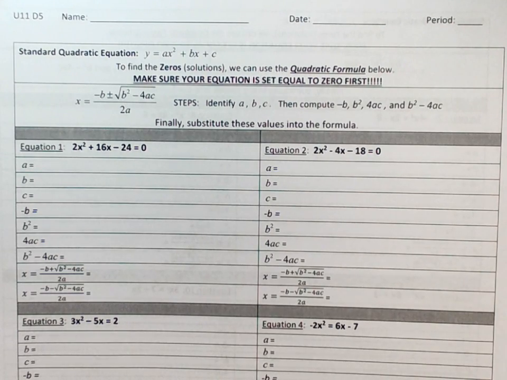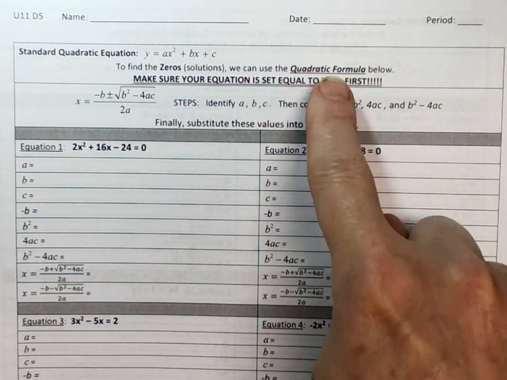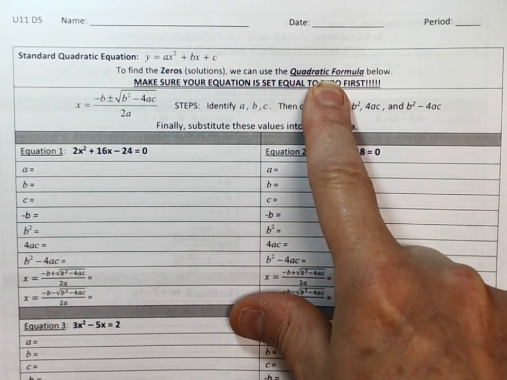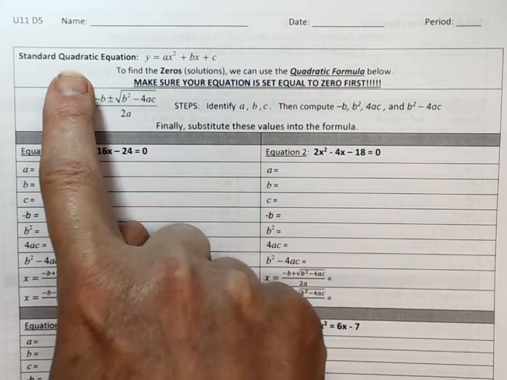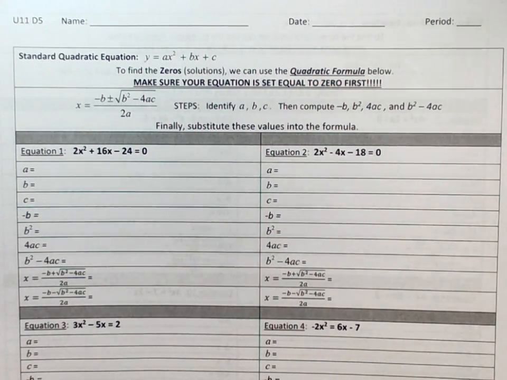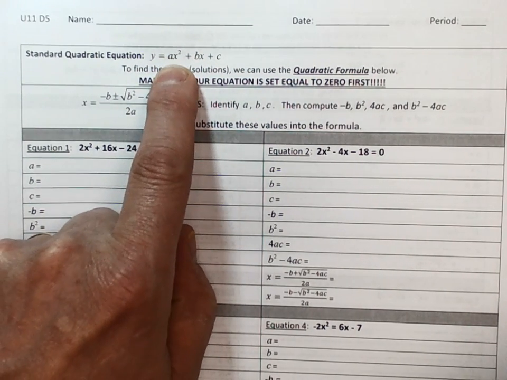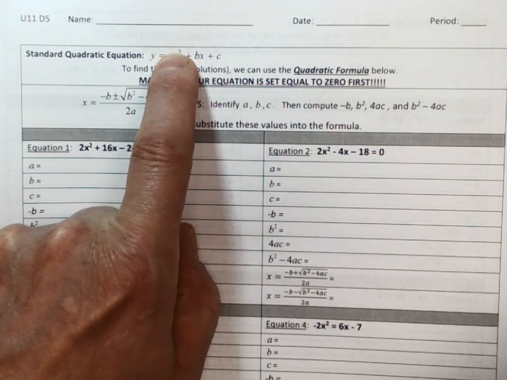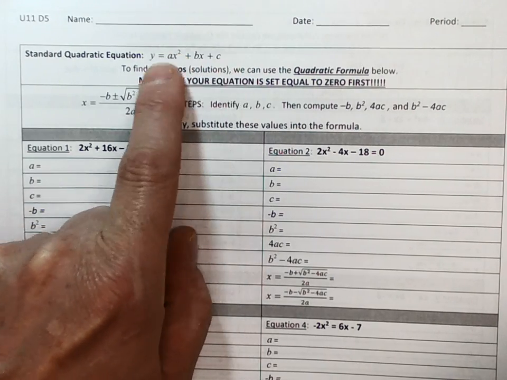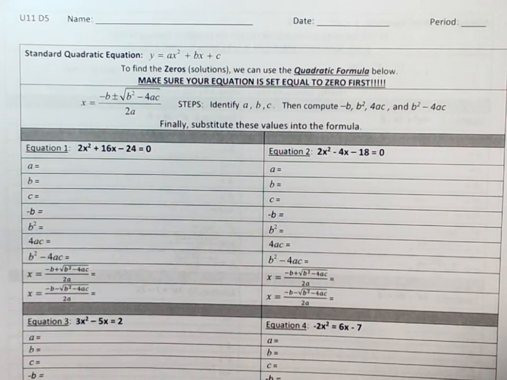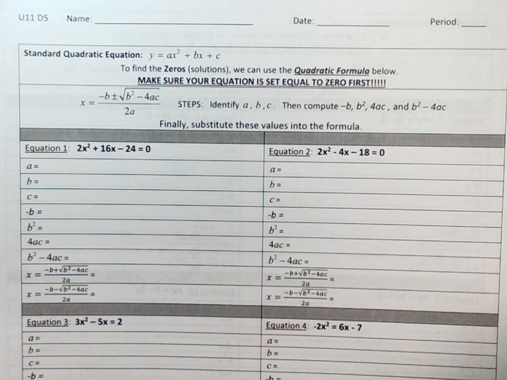This is the quadratic formula. The quadratic formula is a tool which will help you find the answers to any quadratic problem. Anything that has a variable to the second power is a quadratic. So anything that is in that form, you can use this formula.